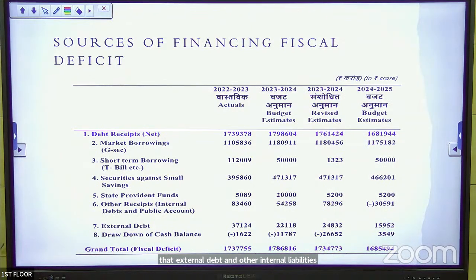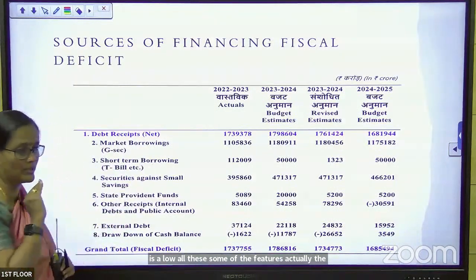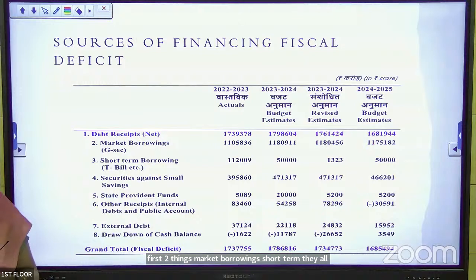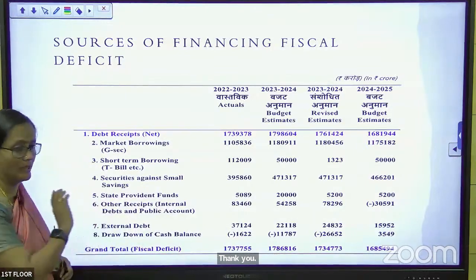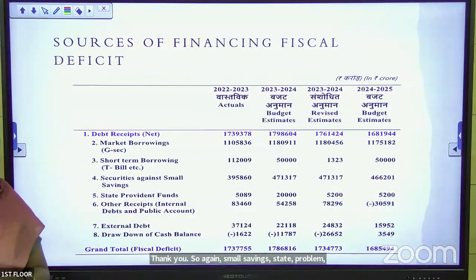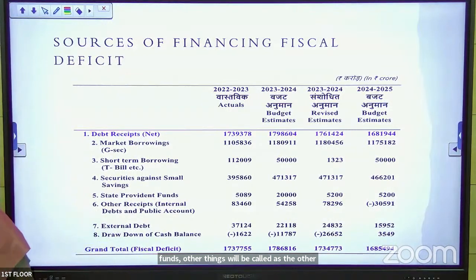All these, some of the features, actually the first two things, market borrowings and short-term borrowings, all come under the concept of internal debt. Securities against small savings, state provident funds, and other things will be called other internal liabilities. External debt is yet another concept. The third thing is from where it can borrow. We said from international organizations or from other countries.